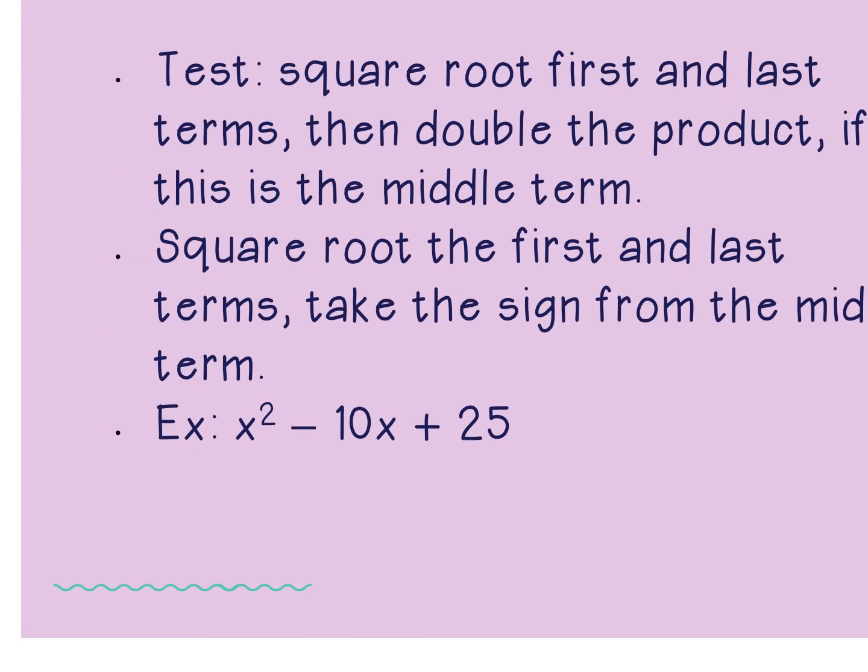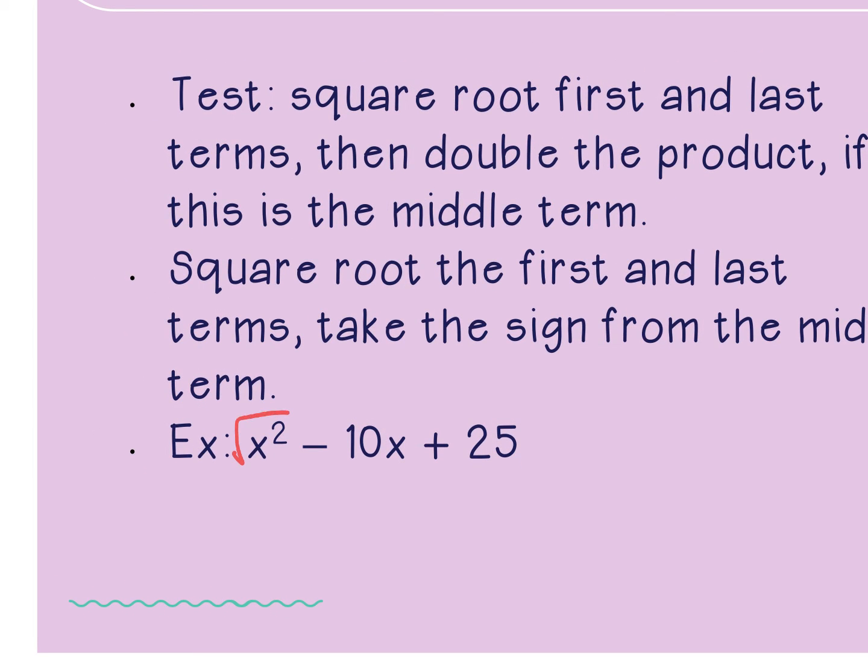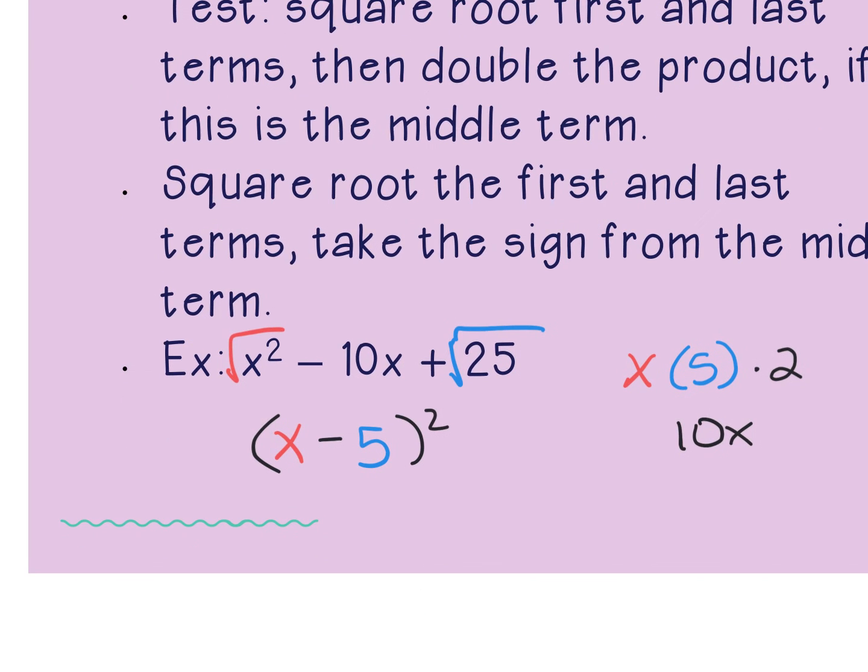So to do the test on this problem, I would square root the first term, square root the last term. Square root of x squared is x. Square root of 25 is 5. And then now I need to double that. And if that gives me the middle term, then I know that it's a perfect square trinomial. And then to get my binomial, I just take the answer of the first term, answer of the last term, sign in the middle, and then I square the binomial. Or you can write it twice.